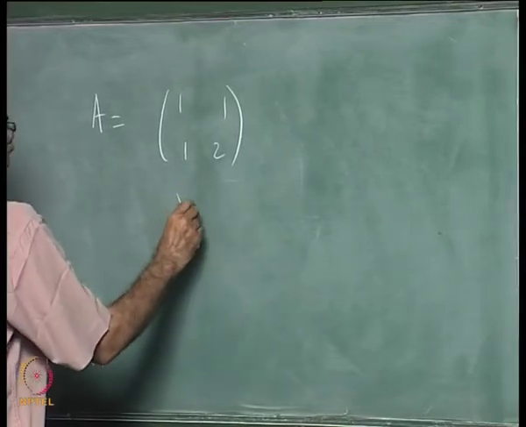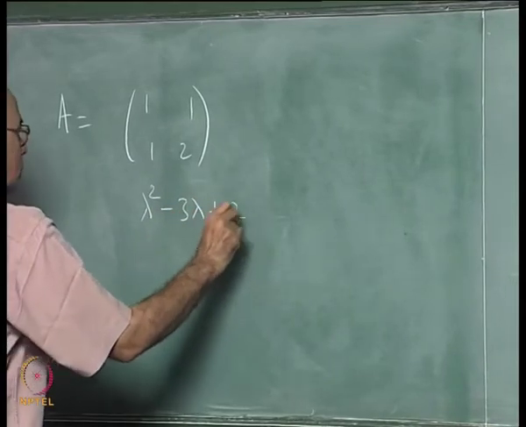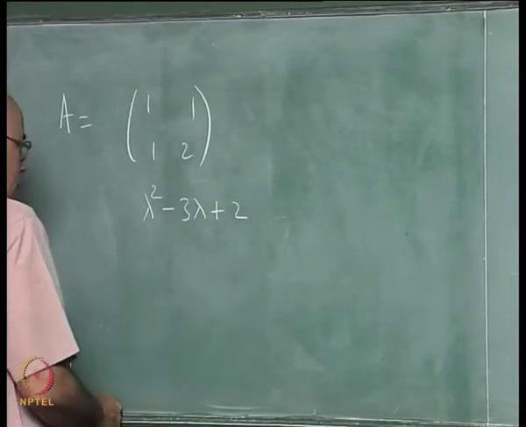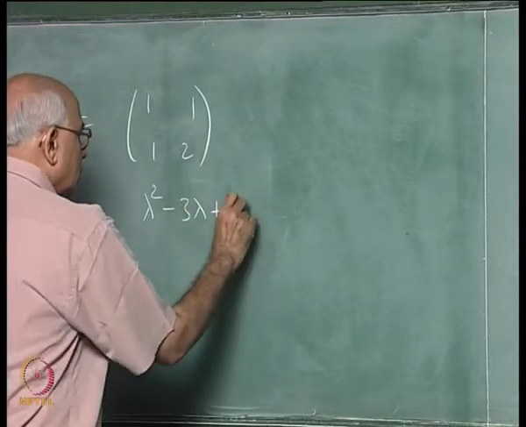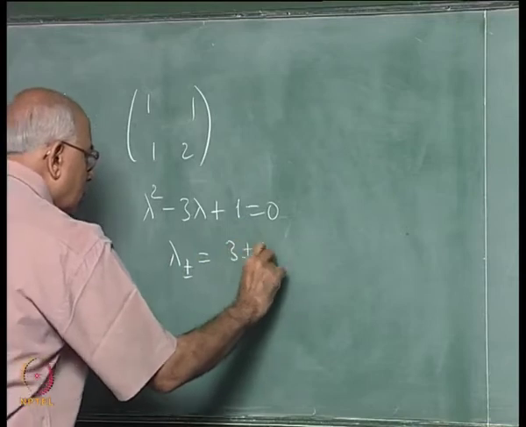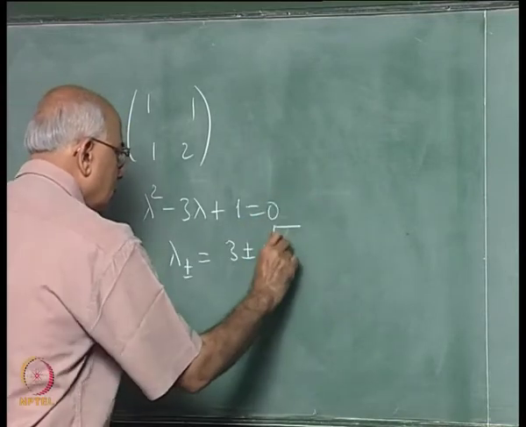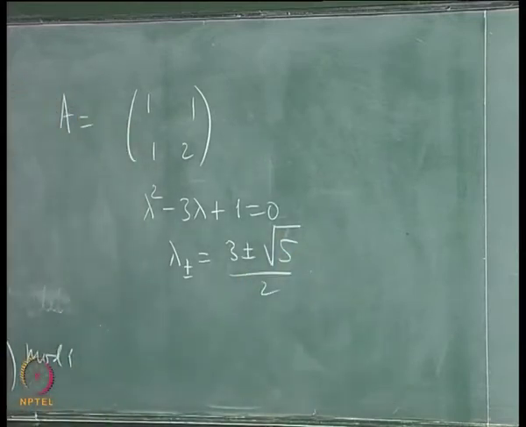Well, it is clear: lambda minus 1 times lambda minus 2, that is lambda squared minus 3 lambda plus 2 minus 1 plus 1 equal to 0. So lambda plus or minus is equal to 3 plus or minus square root of 9 minus 4, that is 5, divided by 2. Those are the eigenvalues of this matrix.